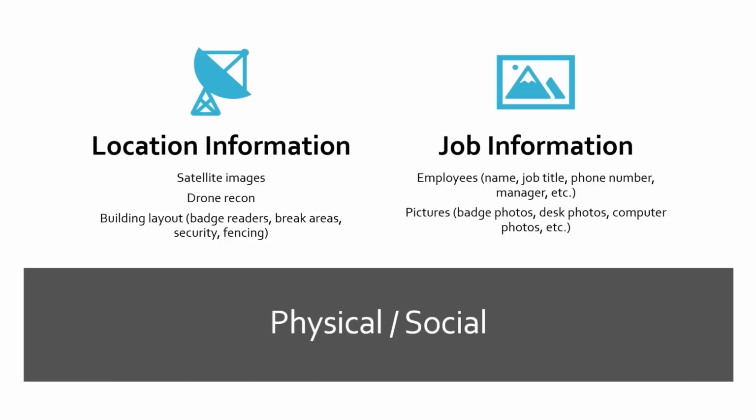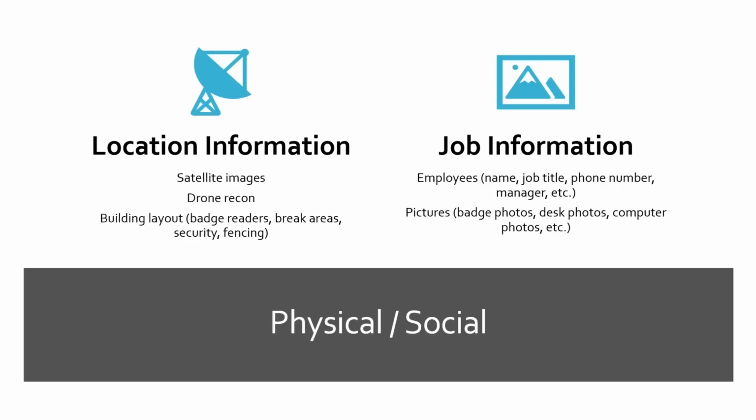So we have location information. We might utilize something like satellite images, or often we'll go on site and do drone reconnaissance where we fly a drone around and try to gain information. And what we're really after with these images of this drone recon is we're trying to find out, hey, what does the building layout look like?